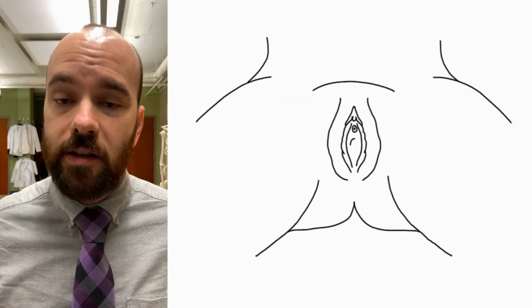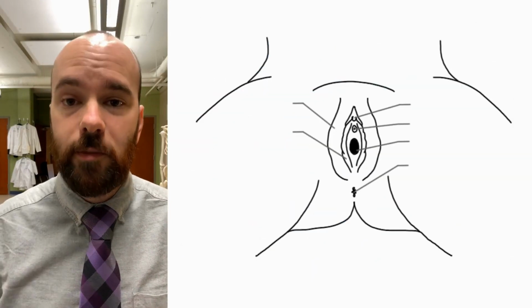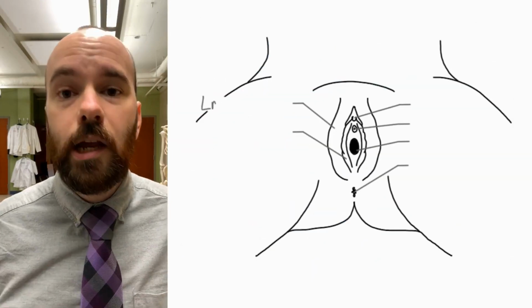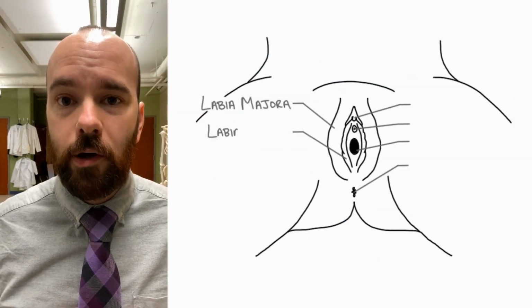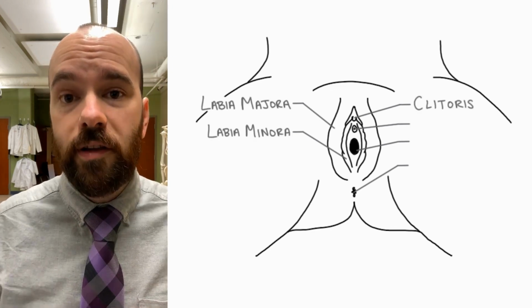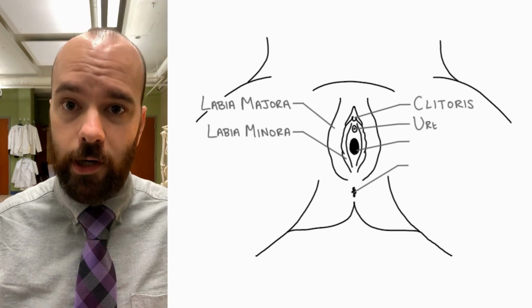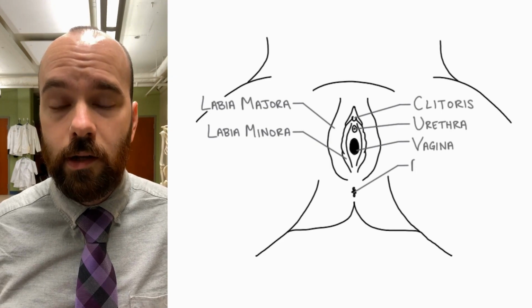Now, pause the video again and see if you can identify the external structures of the female reproductive system. Here we have the labia majora and the labia minora. Here is the clitoris. Below this on the diagram is the urethral opening. Here's the vaginal opening, and finally the anus.